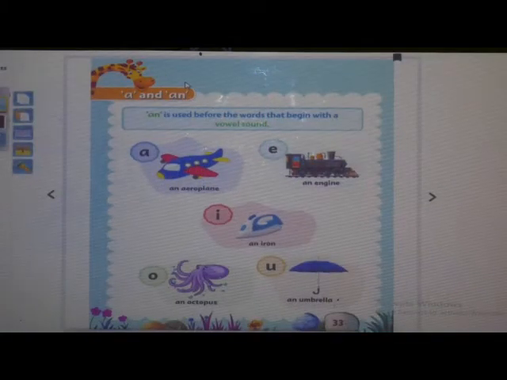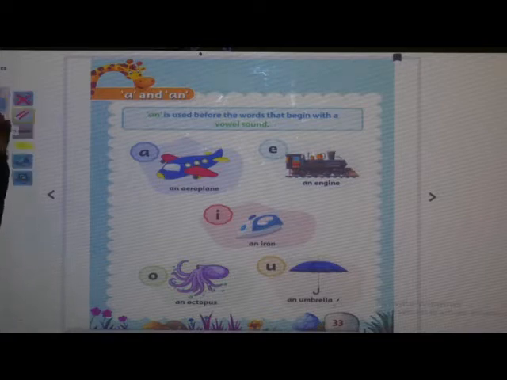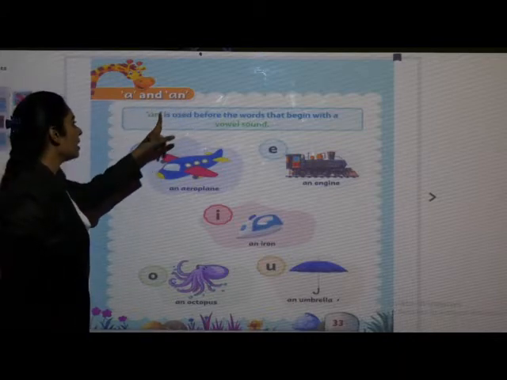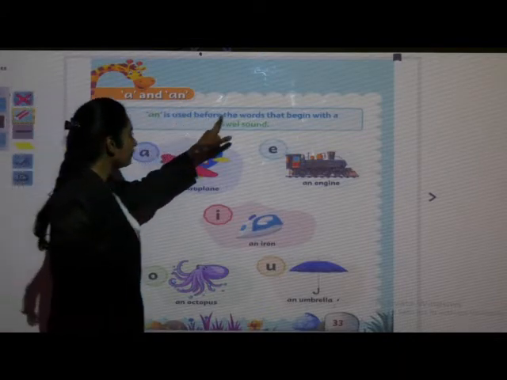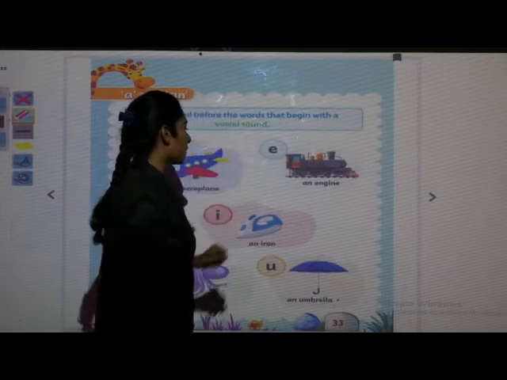So children, just now we have learned when we should use a and an articles. We'll see in more detail. For that, take your book of literacy subject and come to page number 33. So children, have you opened this page? Okay? See, a and an. An is used before the words that begin with a vowel sound.